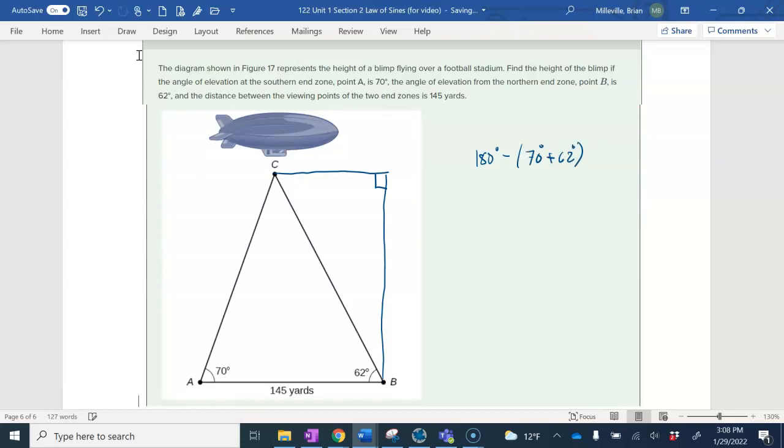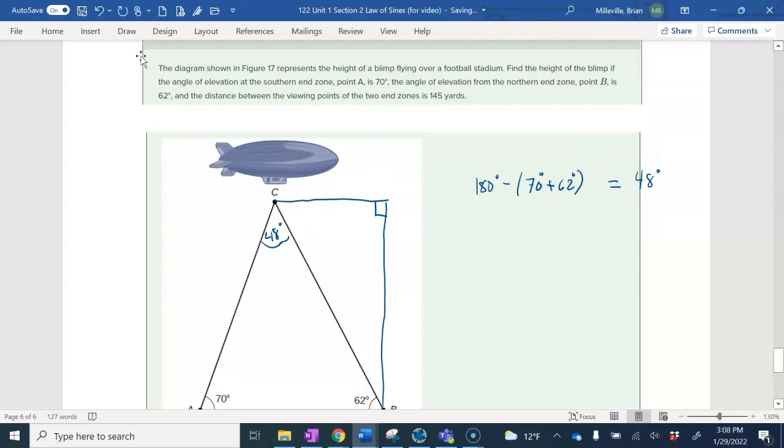If we distribute the negative like I did in the previous two videos, it would just be minus 70 minus 62. If you compute that, you're going to end up getting another angle here of, the missing angle is 48 degrees. All right, so let's just get that out of the way right away. This missing angle right here in the triangle, the oblique triangle we're given, is 48 degrees.